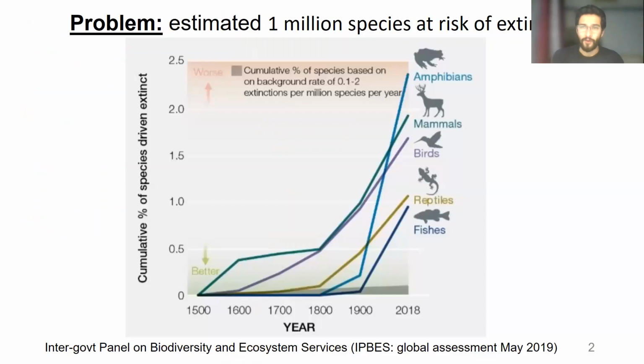Let's get started with the problem at hand. And I don't think I need to explain the problem or convince anybody, especially at this conference, but we have about 1 million species at risk of extinction on this planet. And that is just the species that we do have a good idea about, mostly vertebrates.